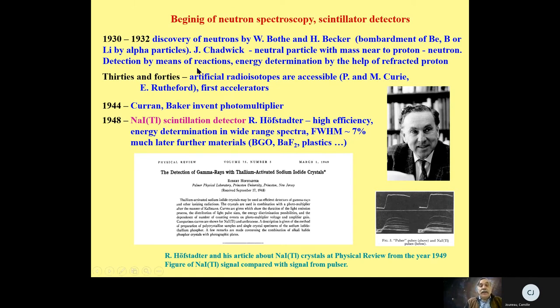Also in the 30s, it was the starting point of spectrometry of new particles, because in 1930, neutrons were discovered by Bothe and Becker, and Chadwick obtained information that these neutrons are neutral particles with mass near to proton, and it was possible to detect these neutrons by interaction with protons, and to obtain energy with the help of the recoil proton.